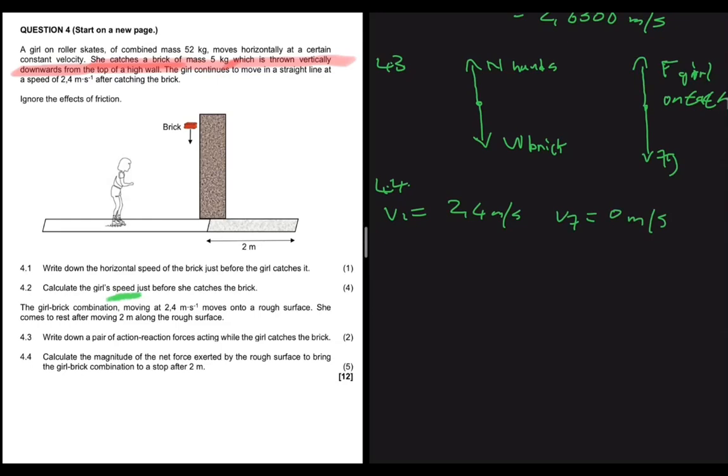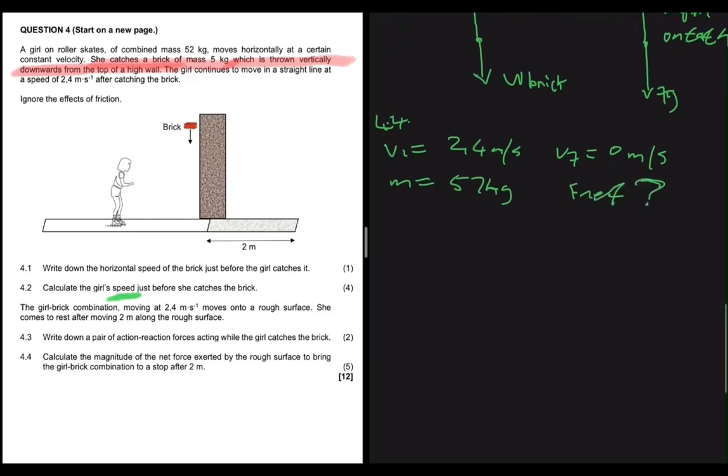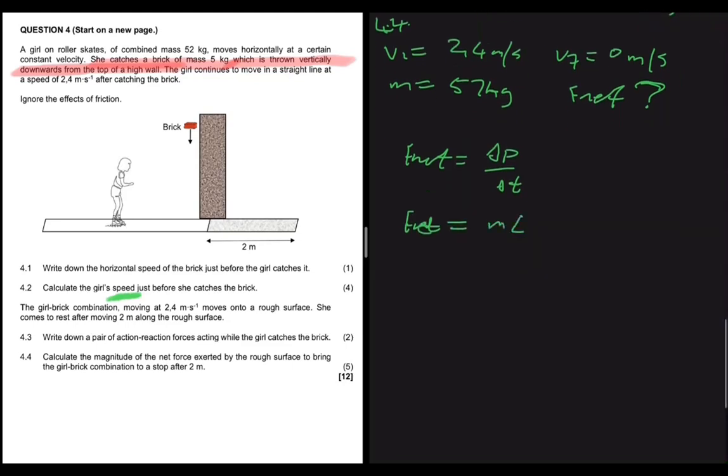What else do we have? We have the mass of the girl-brick system, which will be 57 kg. And we're looking for Fnet. Based on the variables we have here, you can easily see that we can find Fnet using Newton's second law in terms of momentum. So we have delta P divided by delta t. So Fnet is equal to, what is delta P? The mass multiplied by VF minus VI, so we have m times VF minus VI divided by delta t.